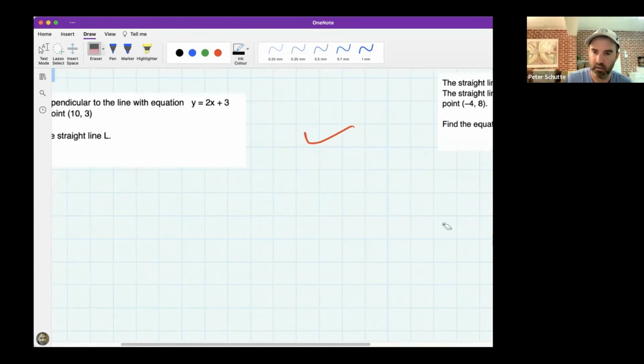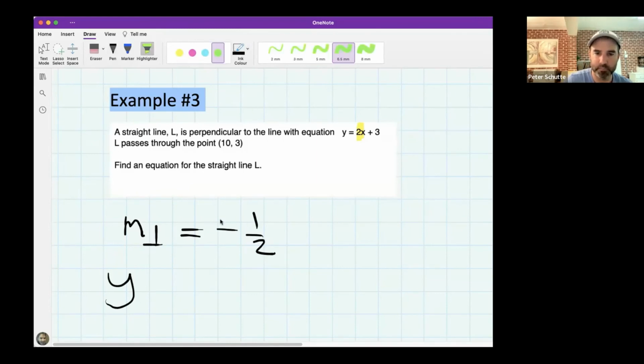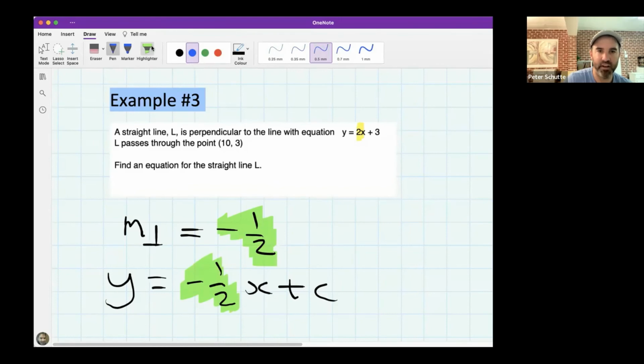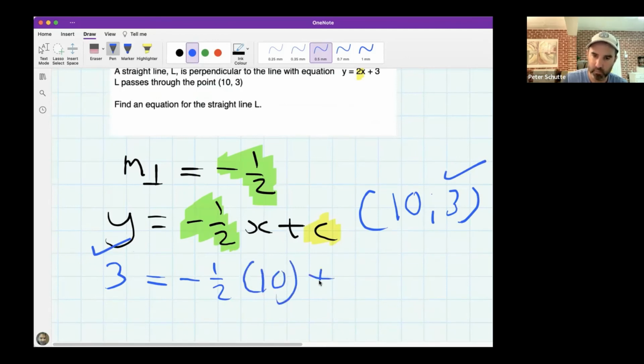Okay, let us have a look and see if answers are coming through for this question. So I know that my gradient of the perpendicular one is going to be minus a half. So that's step 1. And then I'm going to use that to say this. And then I have to ask myself, I need to find what C is. And the way I find C is I substitute in the point 10, 3. And if I do that, let's make sure I put them in the right place. But I get 3 is minus a half, and then this is going to be 10 plus C.